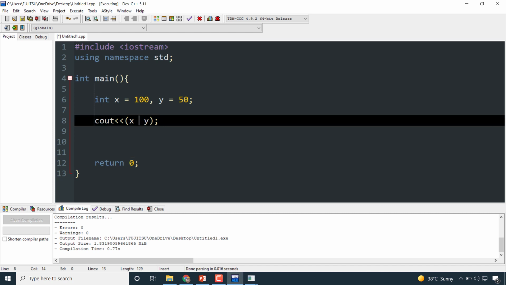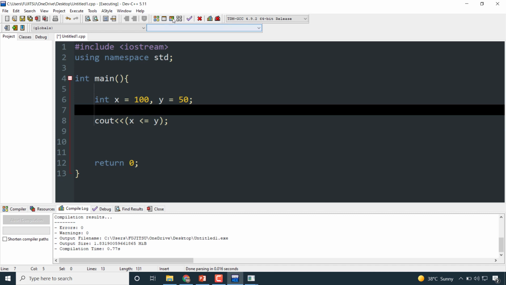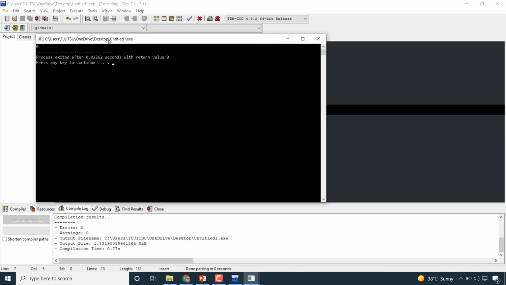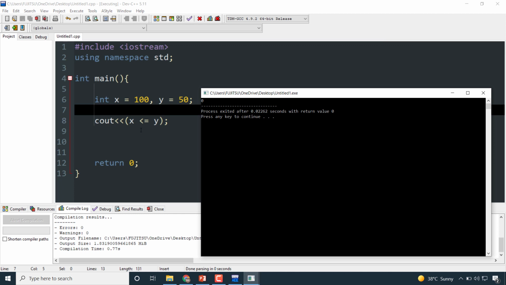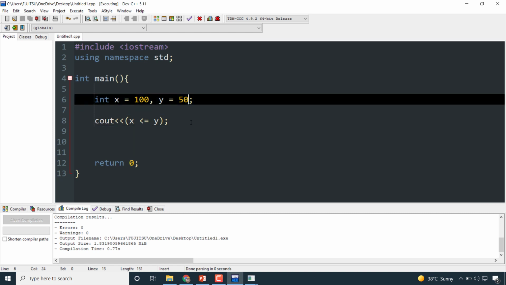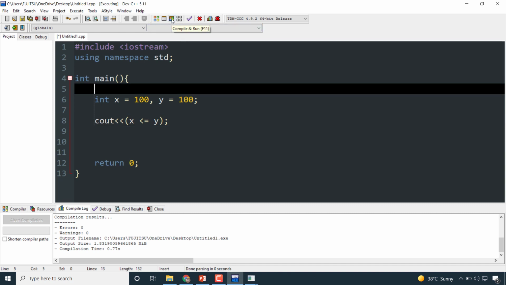So if I do this, it is returning 0, because it is checking if x is less than y, or less than or equal to. If x equal to y, it will return 0. If x less than y. If we do this, it will return 1.